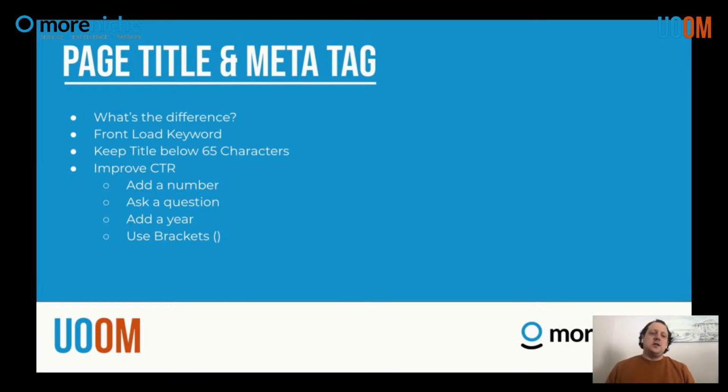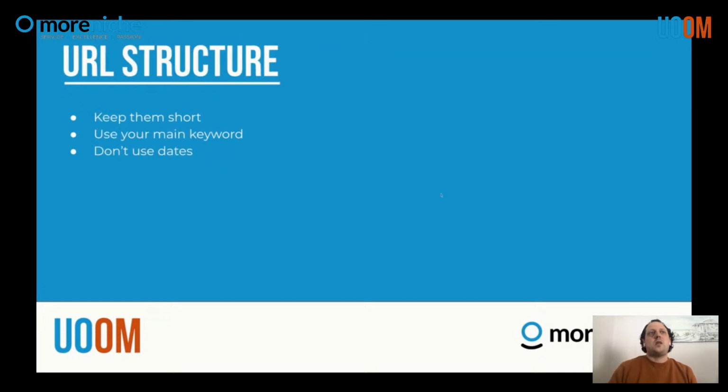So what I tend to do is I would have something like 5 best fat burners for men in 2021, and then brackets updated, just to show the visitor that's looking at the search results that it's an updated piece of content. It will stand out, and therefore it might increase the chance of them clicking onto it, thinking that this is a newer version compared to all of the others. So you need to think about how you can improve the click-through rate and get people interested to click through to your piece of content.